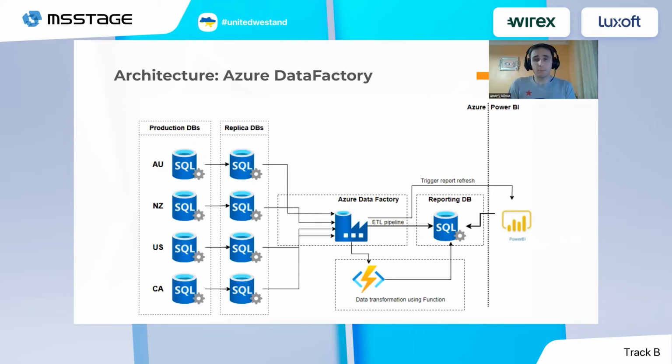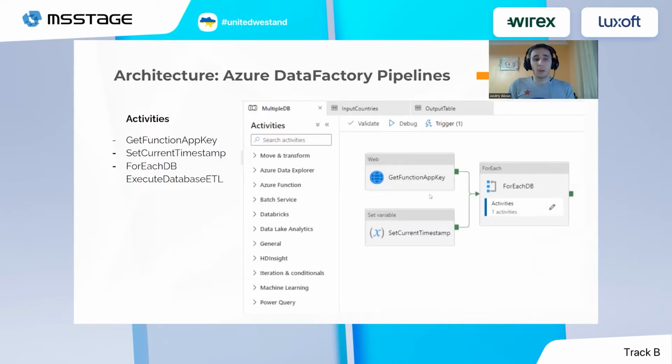But let's see in more detail, especially for Azure Data Factory. We created two pipelines. The first one is for multiple databases, and the second is for single databases. The multiple database pipeline was only needed to start the iteration of data transformation for all these 4 production databases. That's it.